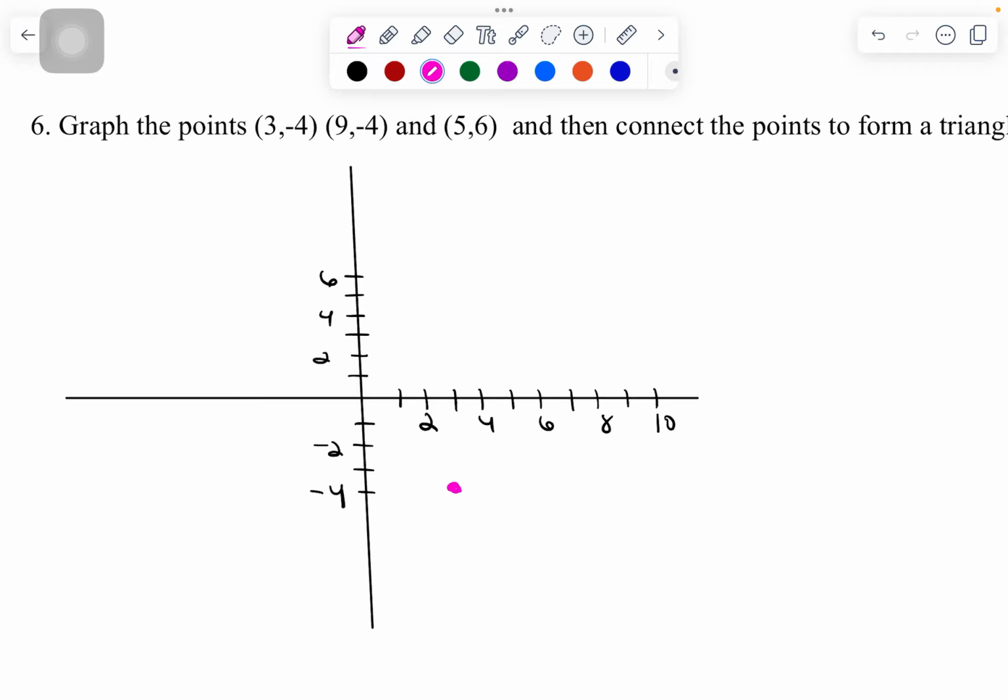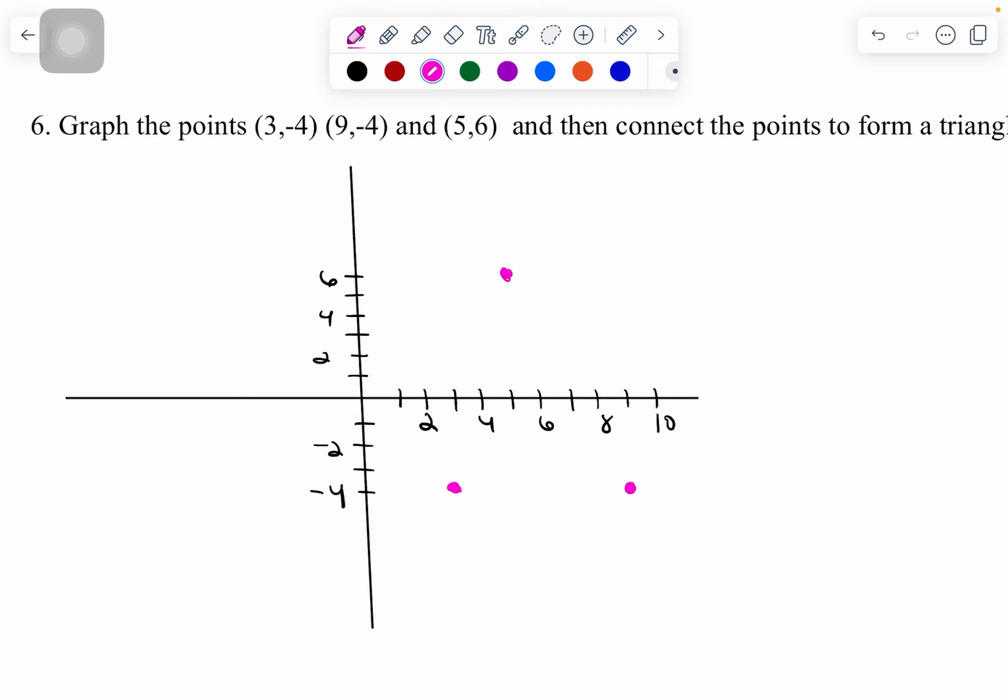So let's see if I can get that. We'll call that right about there. It's a little bit high. So let me move that down just a touch. All right, line this up just a little bit better. And last but not least, I've got the 5, 6. So 1, 2, 3, 4, 5. And then I need to go all the way up to positive 6 there. Okay.